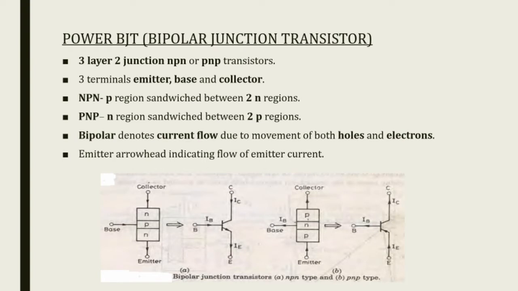So today we are going to study about power BJT, that is power bipolar junction transistor. നമുക്ക് എല്ലാവർക്കും അറിയാം BJT എന്ന് പറഞ്ഞാൽ ഒരു 3 layer 2 junction NPN or PNP transistor ആണ്. 3 layer 2 junction NPN or PNP transistor.